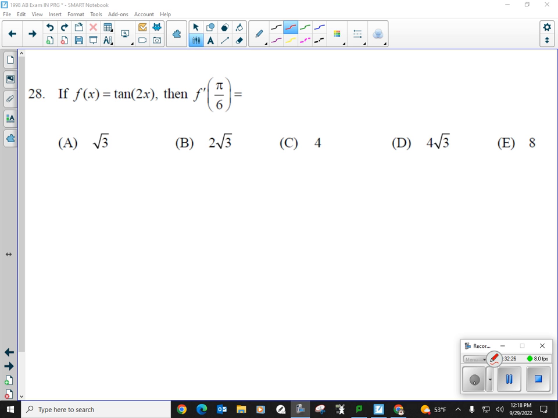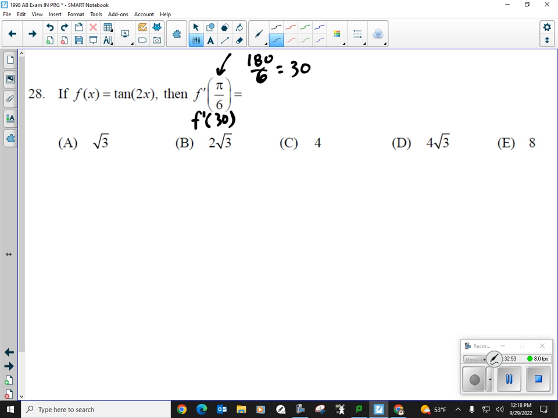including, I think we might need a special triangle. We'll see. So it says, if f of x is tan of 2x, then find f prime of x at pi/6. If you don't know, pi is 180 degrees. Divide that by 6. So really, that's 30 degrees. Okay, let's establish that. That's like saying the derivative at 30 degrees.